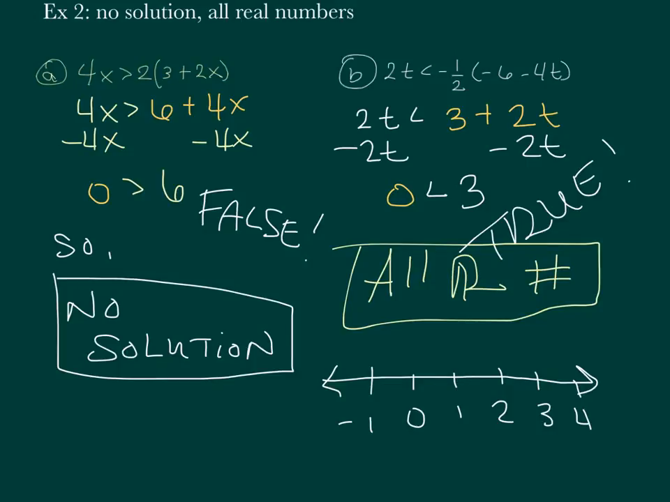Okay, so when we're looking at a number line, or graphical representation of these solutions, for no solution, I simply leave the number line blank. I can't shade anything in because I have nothing in my solution set. Alternatively, when I have all real numbers, that means that everything is in my solution set, so the entire number line gets shaded.